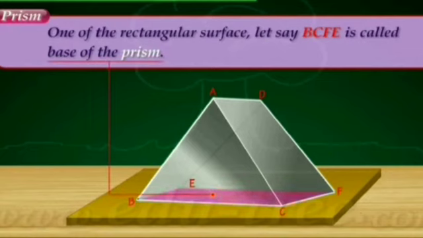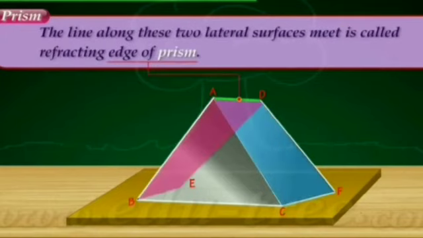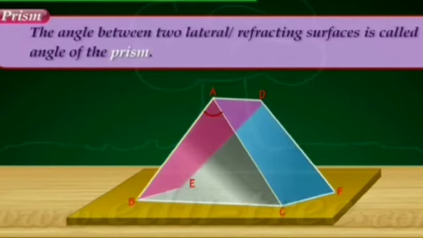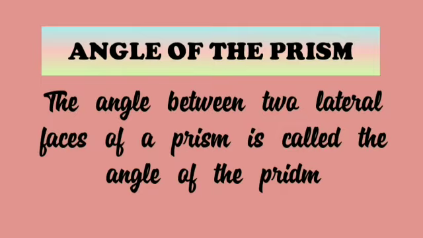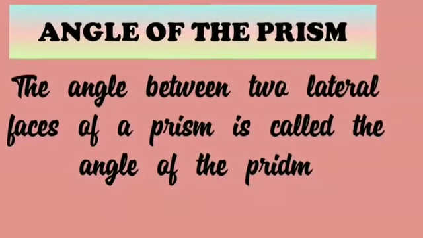One of the rectangular surfaces, BCFE, is called the base of the prism. The other two inclined surfaces, ABED and ACFD, are known as the lateral surfaces or refracting surfaces of the prism. The line along which these two lateral surfaces meet is the refracting edge of the prism, and the angle between the two lateral or refracting surfaces of the prism is called the angle of the prism.